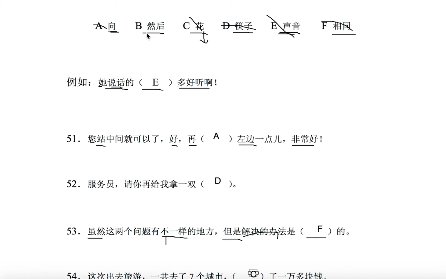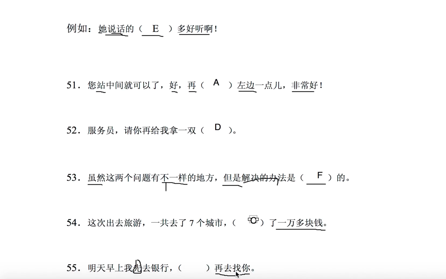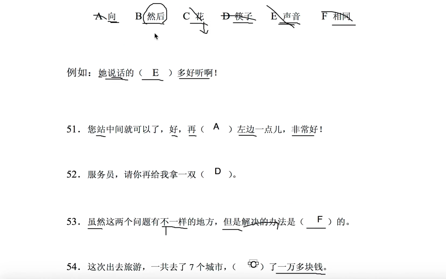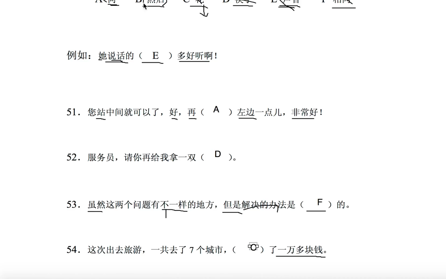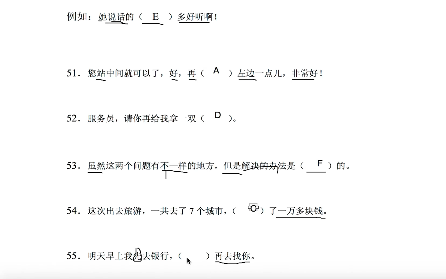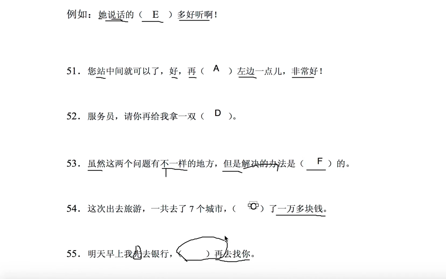What is and then? This one is and then. 然后。And then I will go to your place. 然后。再。They usually come together. 然后再去找你。These three words, 然后再, they usually come together. Okay? 然后再去找你。Okay, this one is choice B.